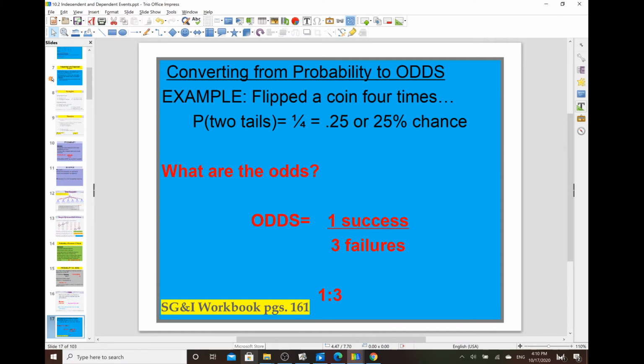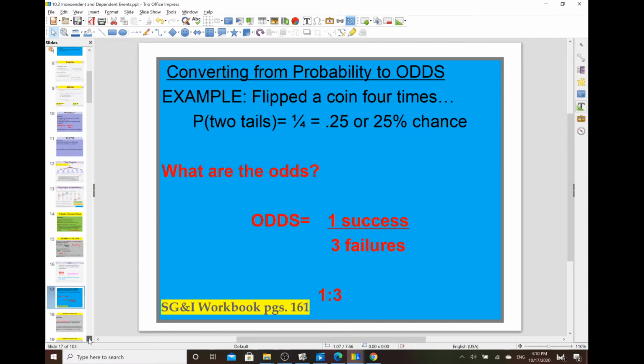Another way you can calculate this one, you can put in 0.25 over 0.75. So 0.25, which is success, and the failure would be what? 0.75. So 0.25 over 0.75, then that'd be what? 1/3. Okay, so now let's see what else.